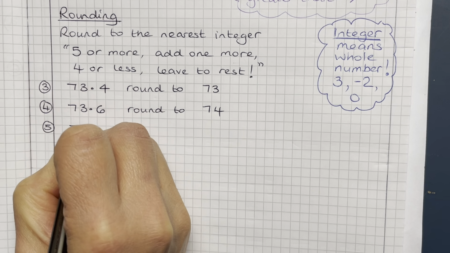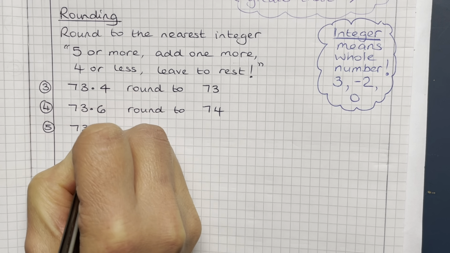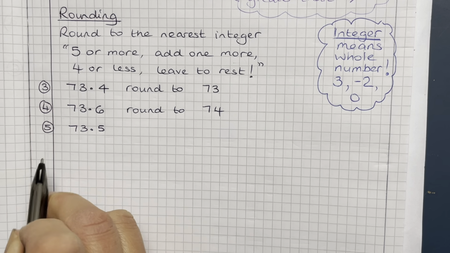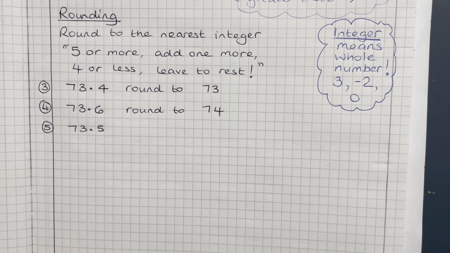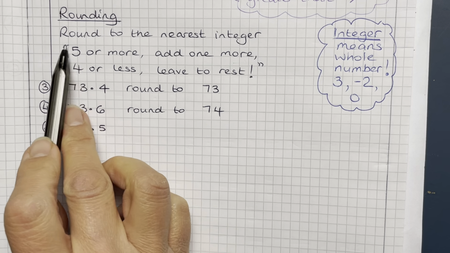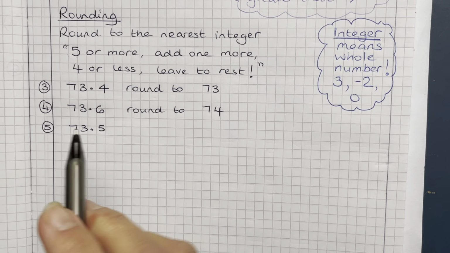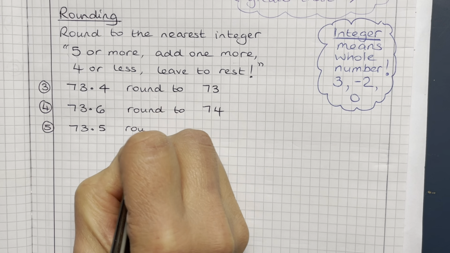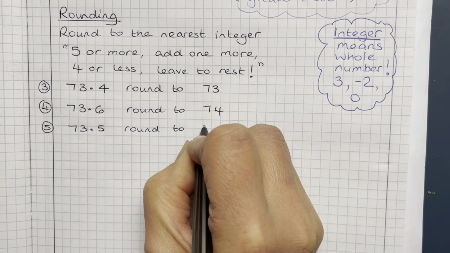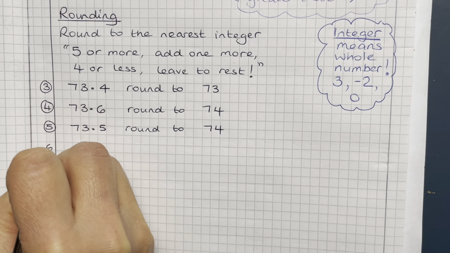Now, if I had 73.5, which is exactly halfway between 73 and 74, we need to use our convention. And our convention states that for 5, we round up. So we round to 74.